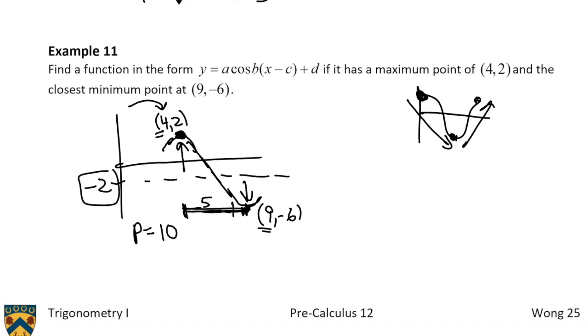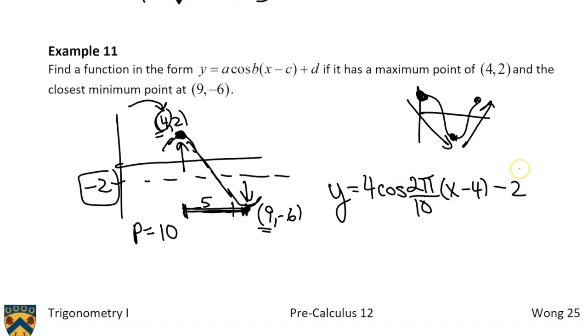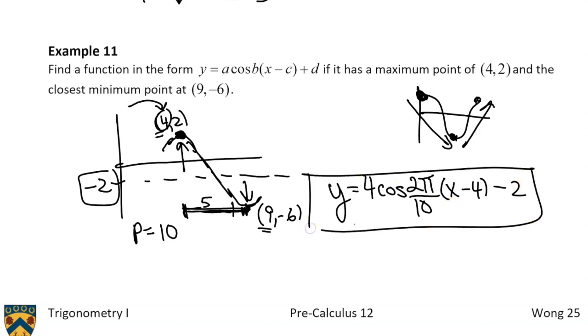Okay, so let's see if we have enough information right here. You could say y equals, our amplitude was 4, cosine, our period is 10, so we'll say 2 pi over 10, you could say pi over 5. We've shifted 4 units to the right because a cosine value starts at its maximum point, which is right there. And we had a vertical displacement of down 2, so -2. And something like that would work out just fine.